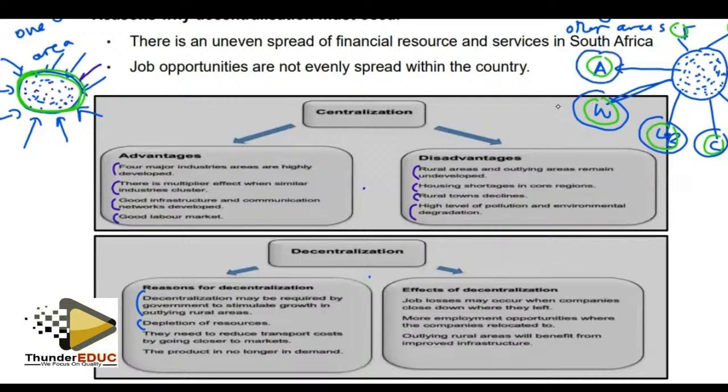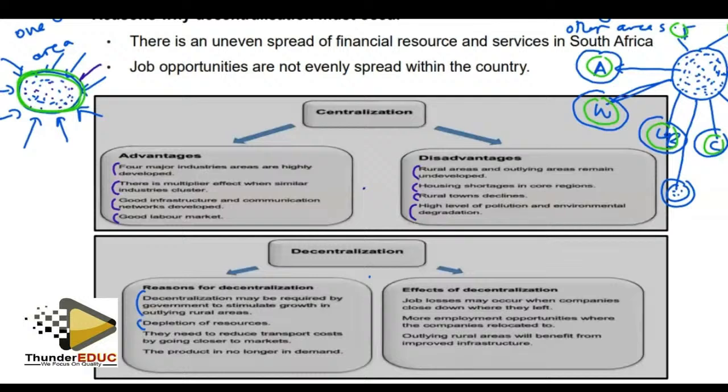And third, they need to reduce transport costs by going closer to the market. So that's why most industries have now decentralized, to look for customers or to move close to the customers to avoid transport costs and the product no longer in demand. So some move away because they no longer have a lot of customers.